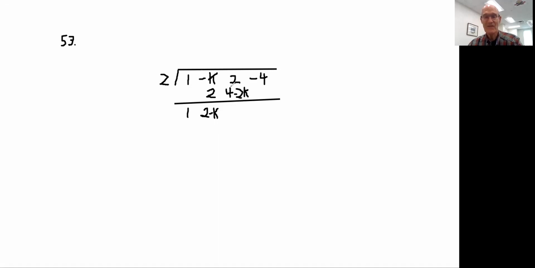Now I add this, so the 4 and the 2 gives me 6. I got 6 minus 2k. Remember, you can't combine the 6 and the k term. Then I multiply again, so I get up here 12 minus 4k.